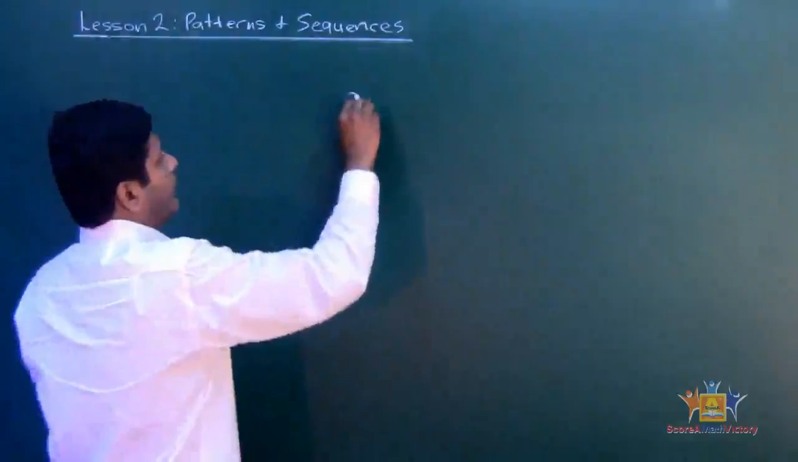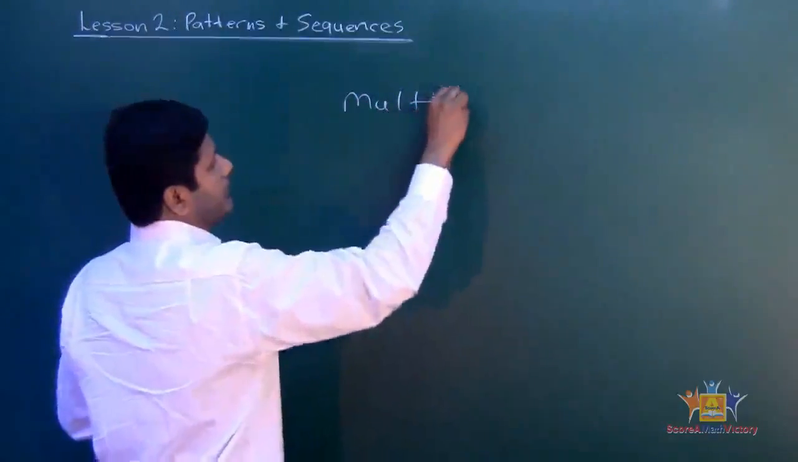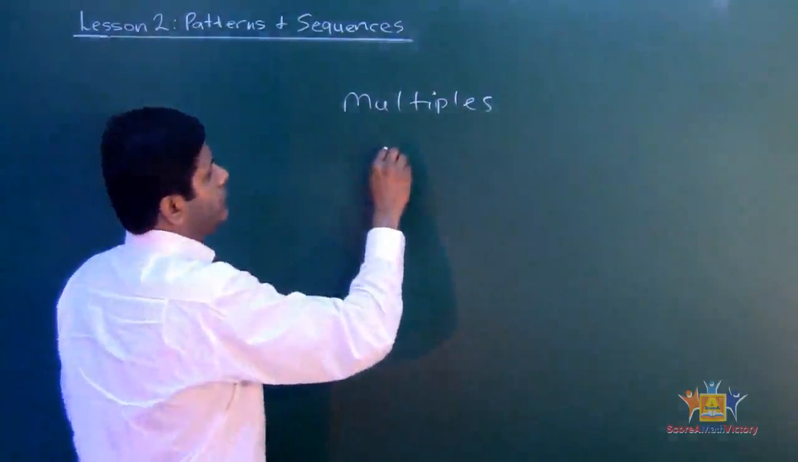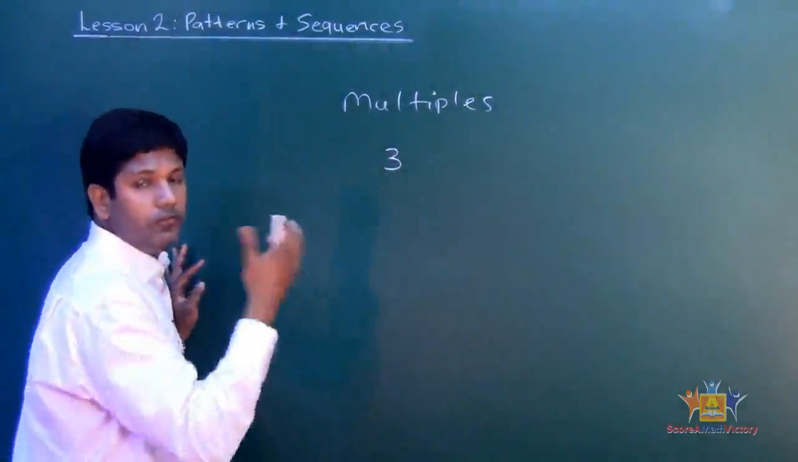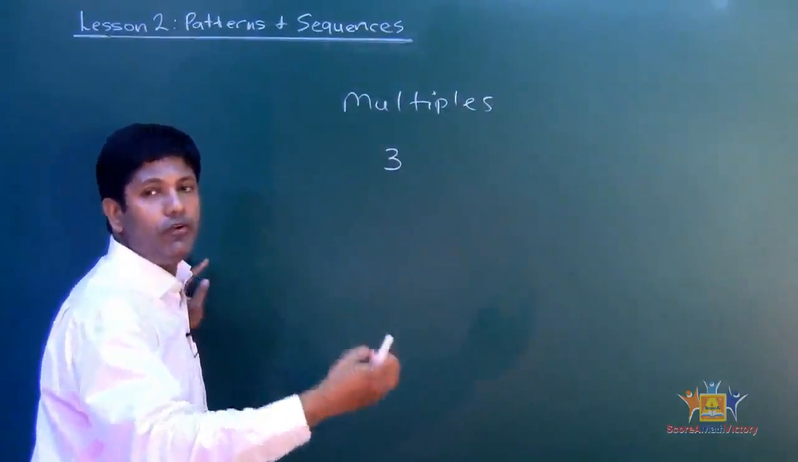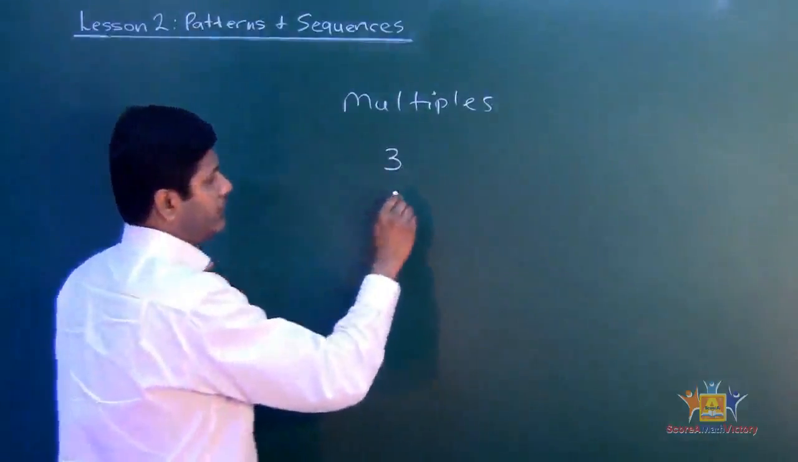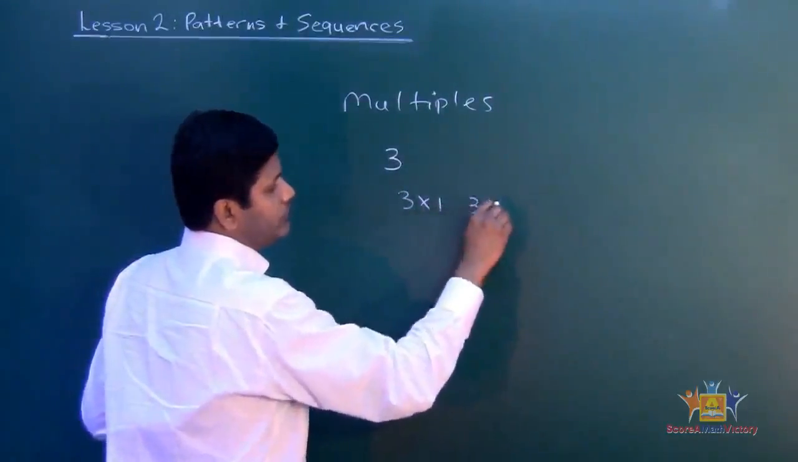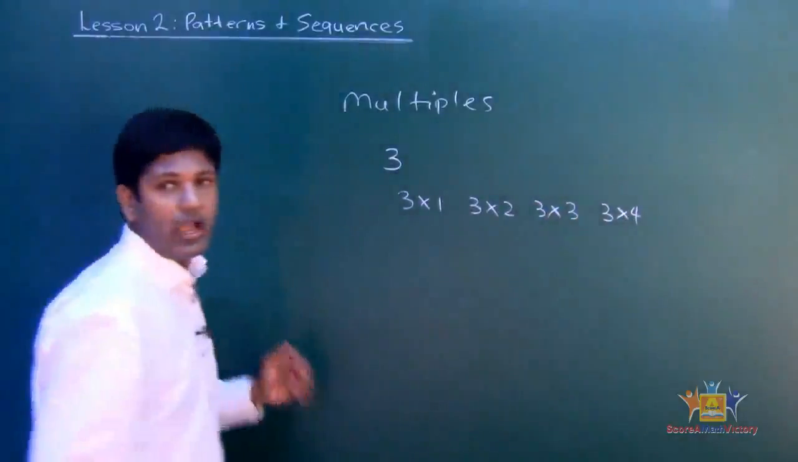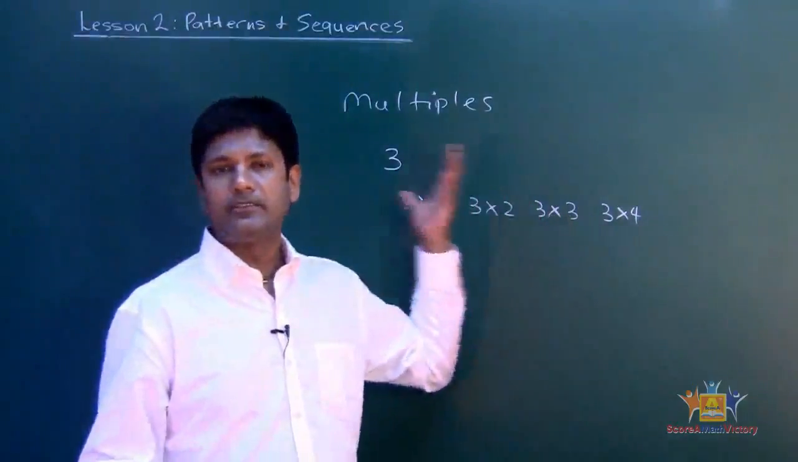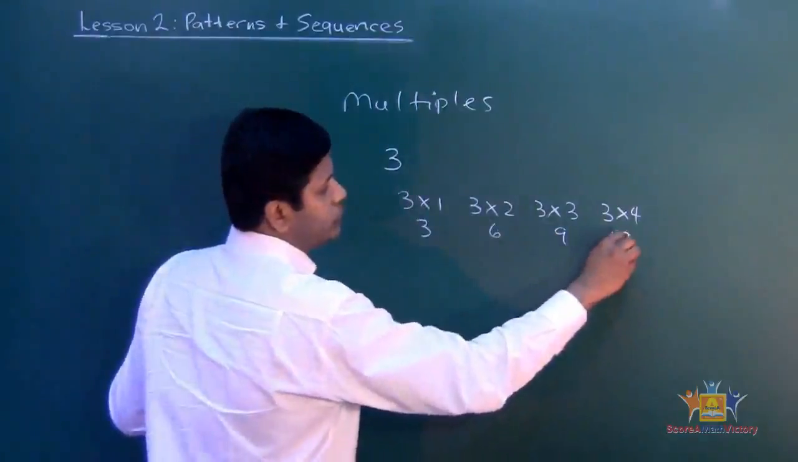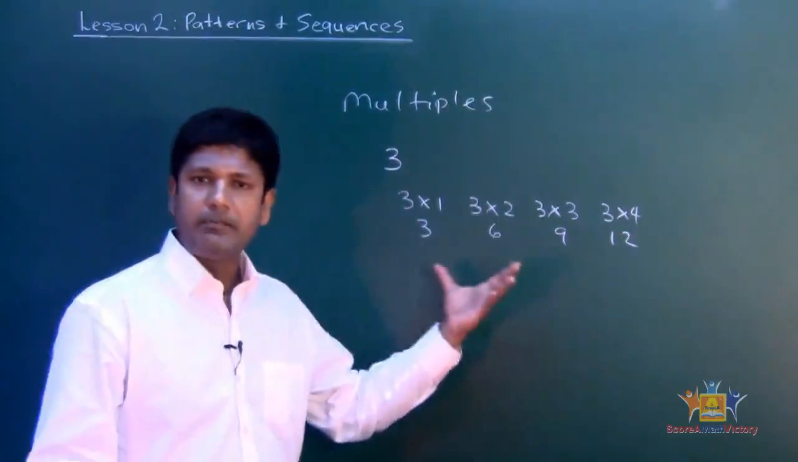So if I had to ask you, what are the multiples of 3? To find the multiples of 3, pretty much you start from 1, 2, 3, 4, 5, kind of the timetable. Because 3 times 1, 3 times 2, 3 times 3, 3 times 4, and keeps going. So if I tell you, what are the first 4 multiples of 3, that means 3, 6, 9, 12. These are the first 4 multiples of 3.